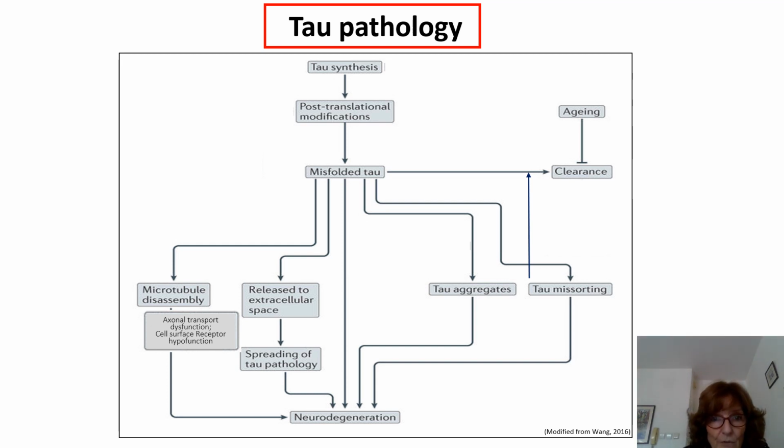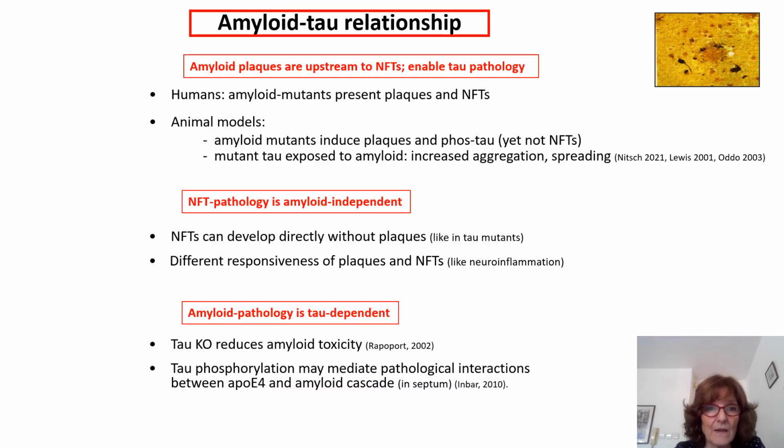Tau pathology from the beginning to the endpoint starts with tau synthesis, the various isoforms, and then PTM modifications and misfolding, and then it can go into clearance or it becomes missorted, aggregated, released to the extracellular space for spreading, and disassembly of microtubules, all together giving us the process of neurodegeneration.